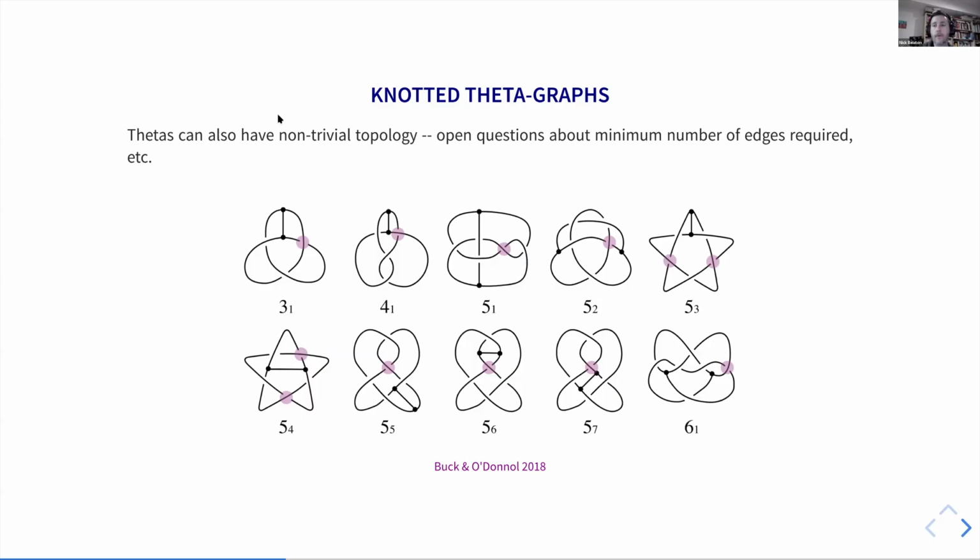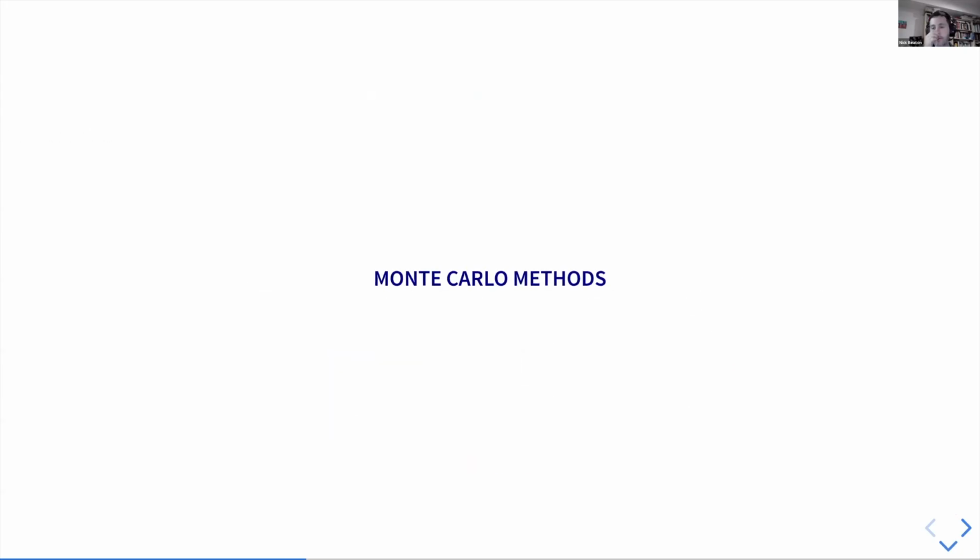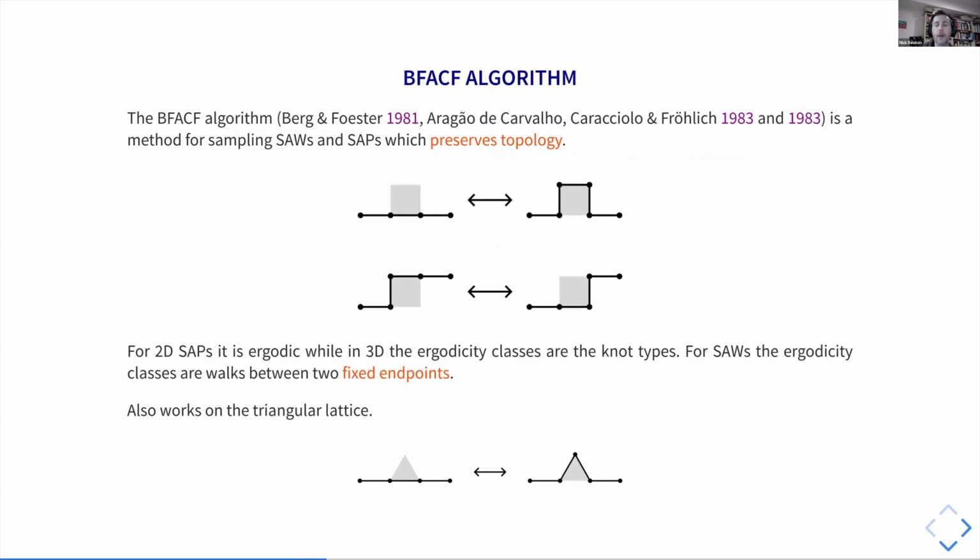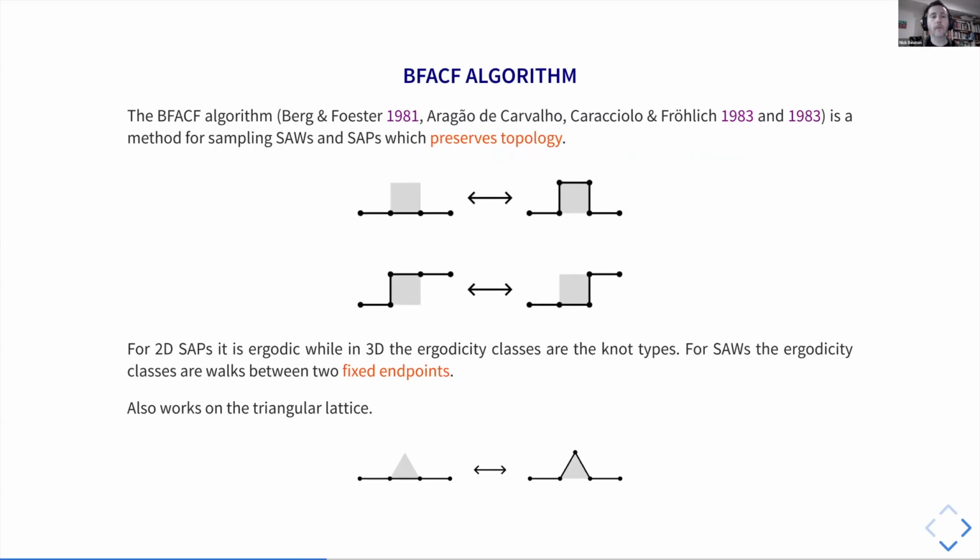Okay, so right, the Monte Carlo methods. What I'm going to be doing is mostly using something called the BFACF algorithm. The BFACF algorithm is named after those five people there. Ultimately I want to be sampling these theta graphs and try to understand what kind of shape they tend to take. And so the way we're going to do it is we're going to use this BFACF thing.